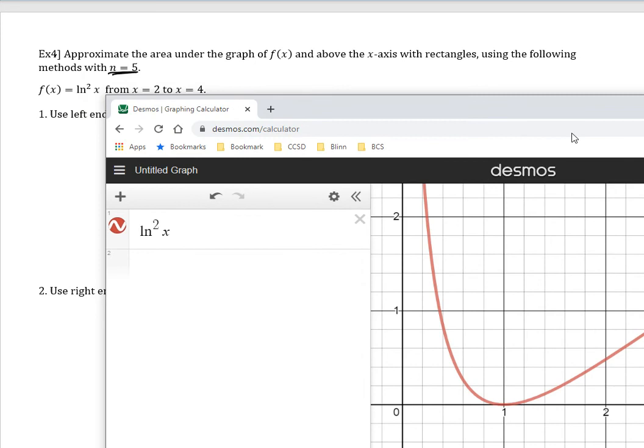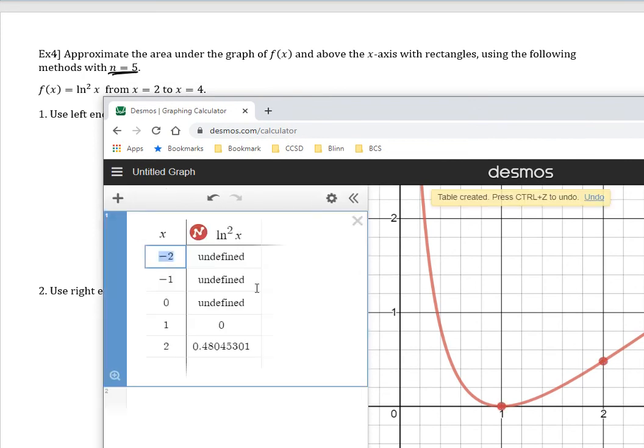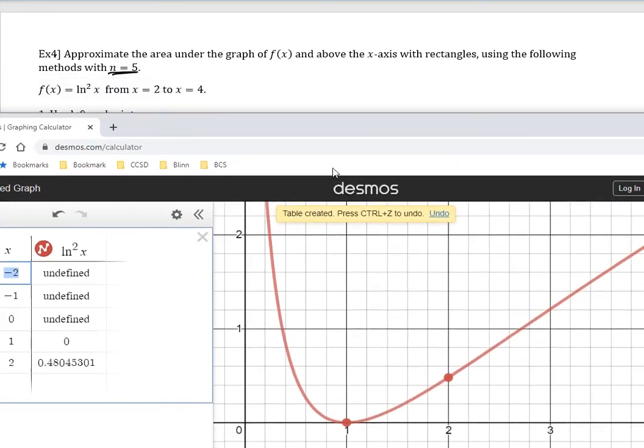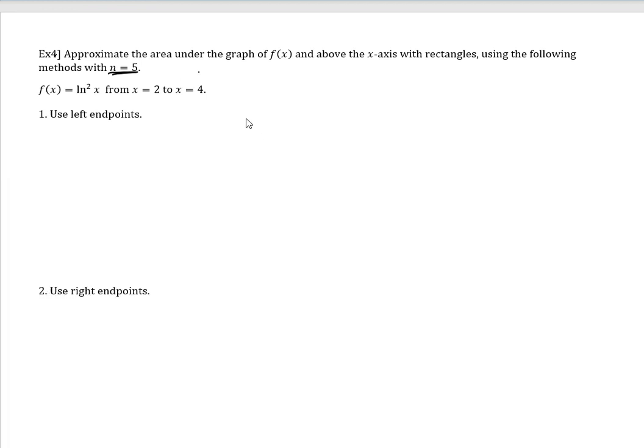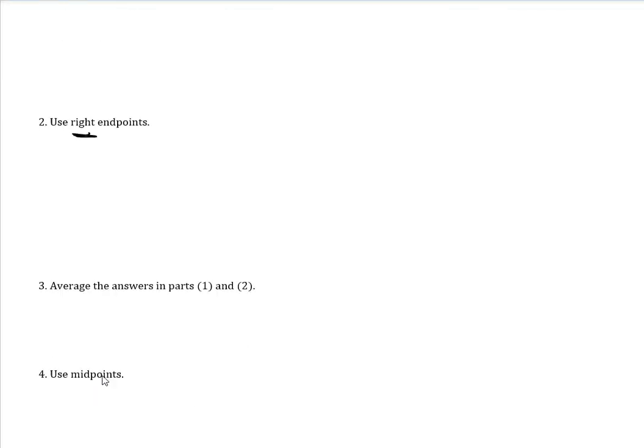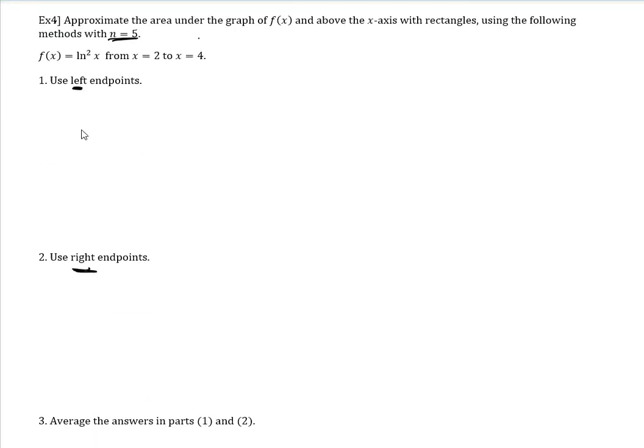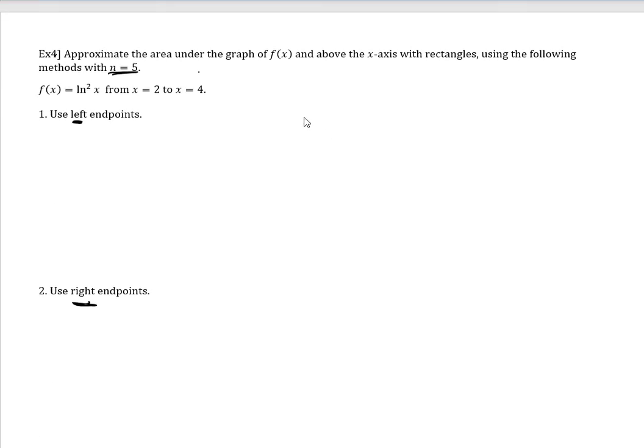And then what we really want eventually is a table, so I'm going to get this table going. But first, let's go back to what we have in our problem and start to set it up. I wanted to just get the graph. Using our left endpoints, our right endpoints, we'll take an average, and we'll also use the midpoints. These two have a nice connection. On this problem, I'm just going to reference the graph of our function, and I'm probably not going to draw it every time.